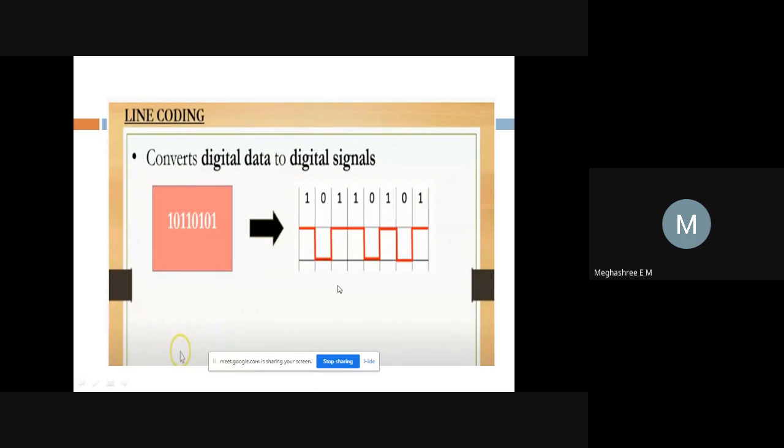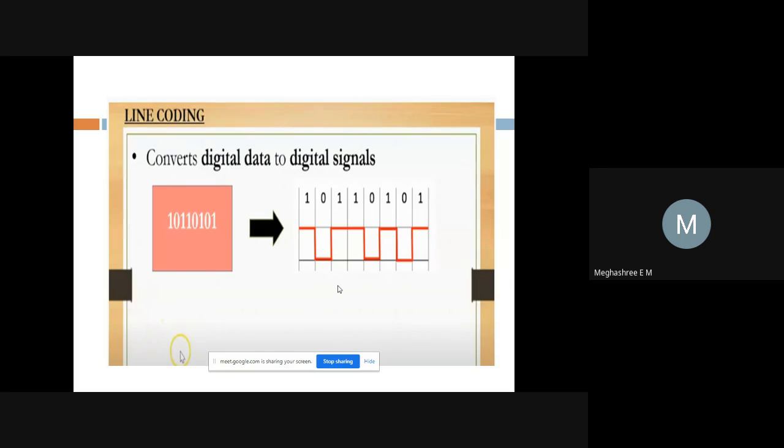So before starting the problem, let me give some introduction about line coding. As you all know, the data that is transmitted over the transmission channel has to be converted to signals, right? At the physical layer of the network model, the data will be represented in the form of bits. These bits cannot be directly transmitted over the transmission channel, isn't it? So you have to convert the data into signals, right?